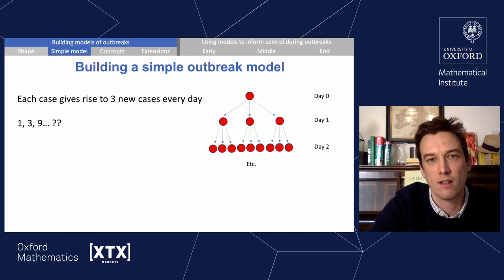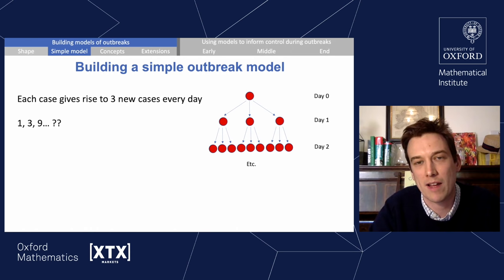So outbreaks have a characteristic shape, and what we want to do is recreate that shape using a mathematical model. If we wanted to, we could make the simplest possible assumption about how an infectious disease spreads. The simplest possible assumption would be to assume that every single case of disease leads on to some fixed number of new cases every day, let's say.